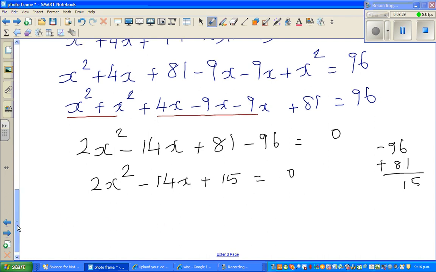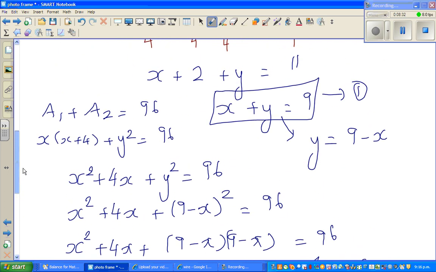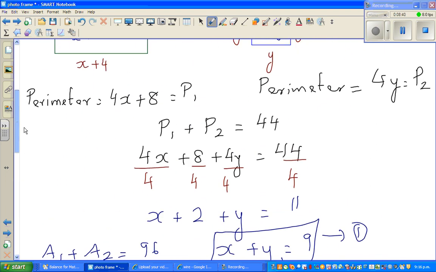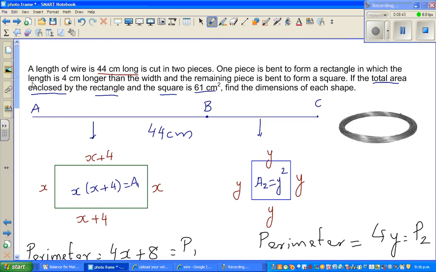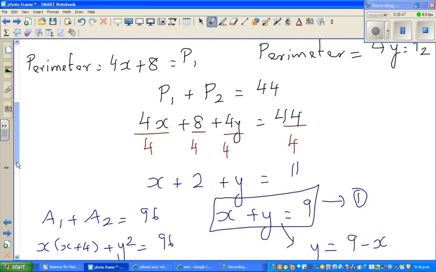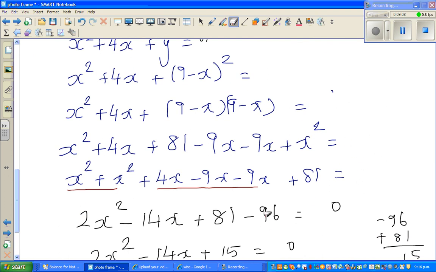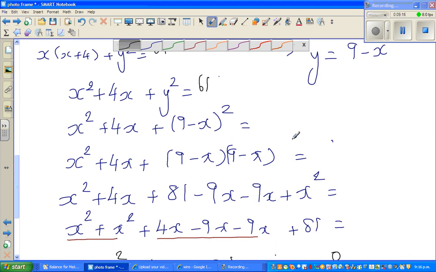It should be something. I'm doing something wrong. I'm not sure. X squared plus 4x. Okay. Is everything fine? Oh, is equal to. Oh, why did I write... Oh, this is 61. Why did I write 96? That's my mistake. So it's always good to check. This is 61. Always good to check. So this is 61. So let me change all the 96 to 61. So let me go back. So this is 61, this is 61. This is why you should always be careful.